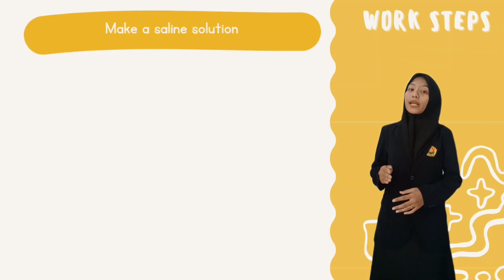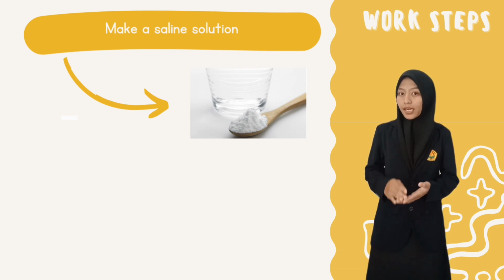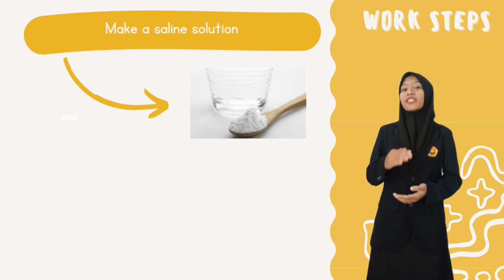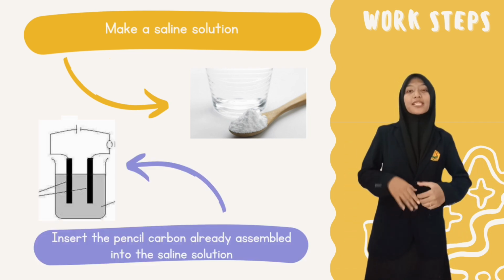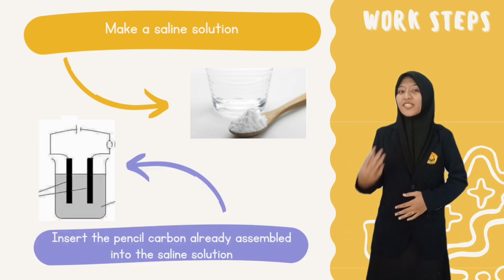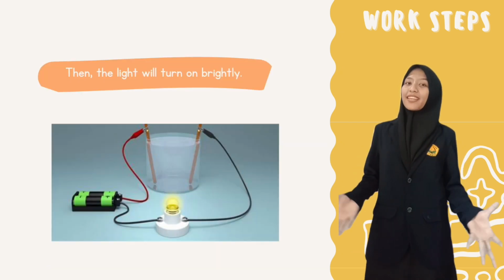The next step to make saline solution is to mix half a glass of water and 1 tablespoon of salt. After that, insert the assembled carbon pencils into the saline solution. The light will turn on brightly.